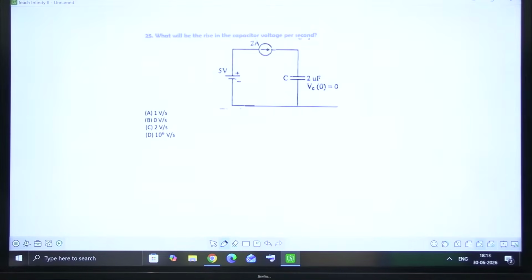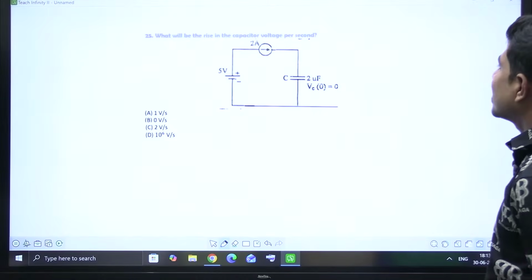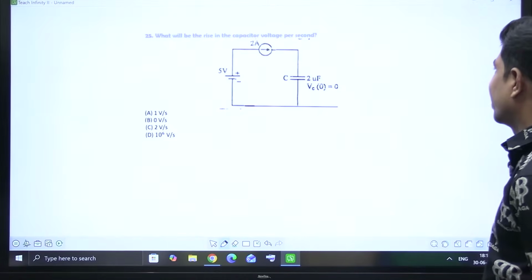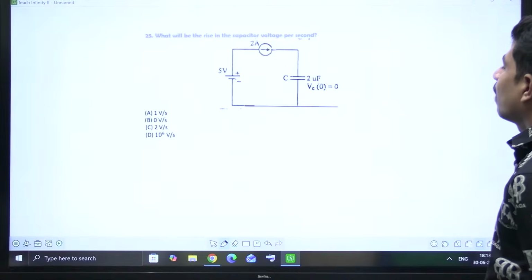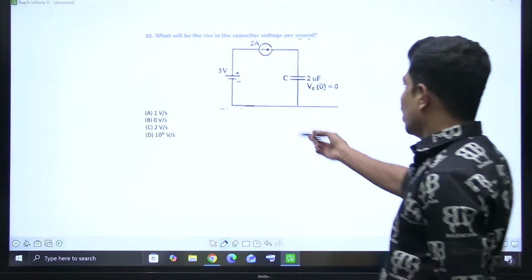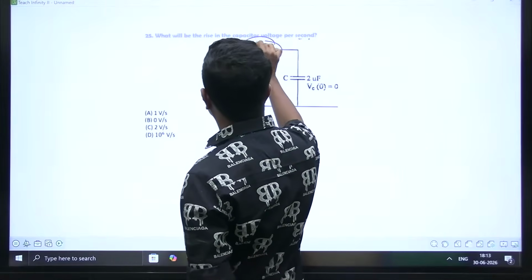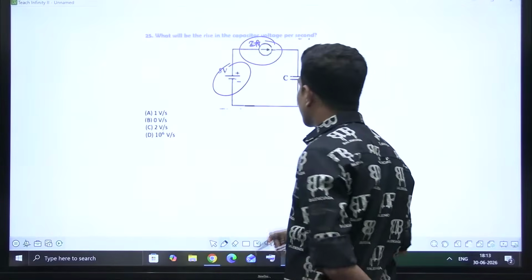Try this. Oh, this font is very small, it seems. What will be the rise in the capacitor voltage per second? Is asking rise in the voltage. A voltage source in series with current source. Good question. Voltage source in series with current source.